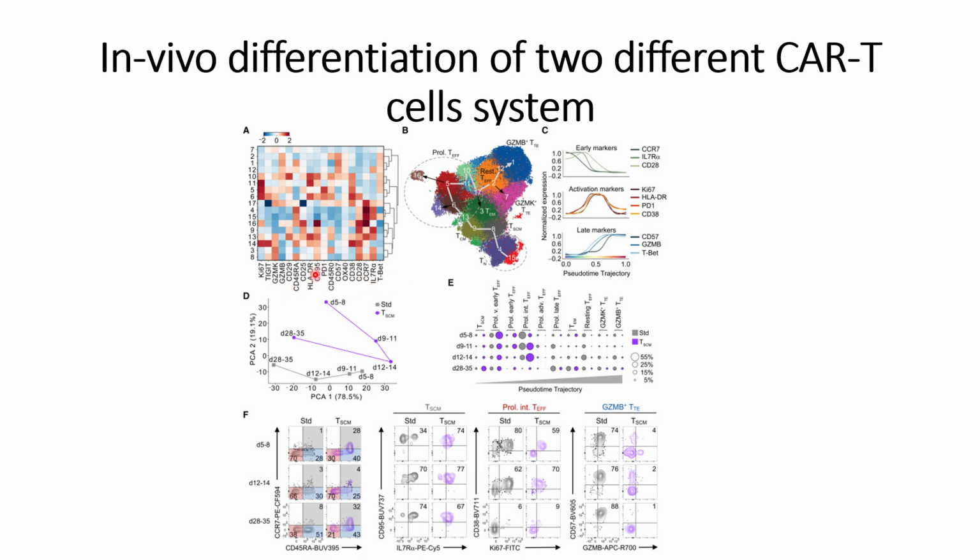Then they further did the PCA plot analysis, which shows that during the early stage and during the late stage, the populations of standard CAR T cells and Tscm based CAR T cells differ significantly, whereas in the middle they come close to each other. In further in-depth characterizations, they saw that the different populations of T cells are closely aligned at day 9 and day 11, whereas there is a huge difference in the early stage, day 5 to day 8, or day 28 to 35. It can be seen here.